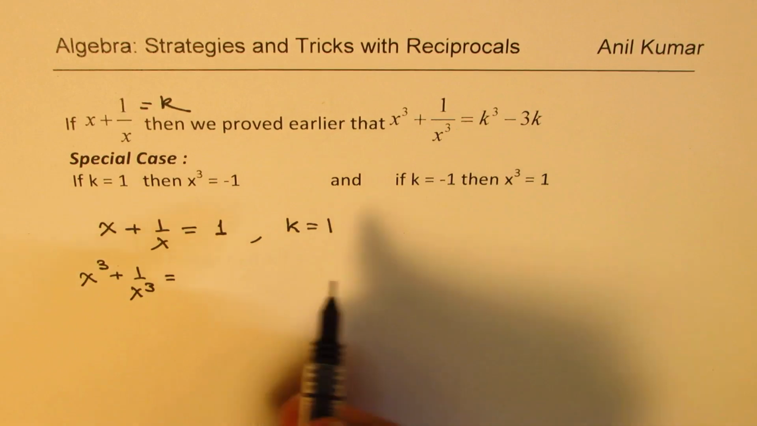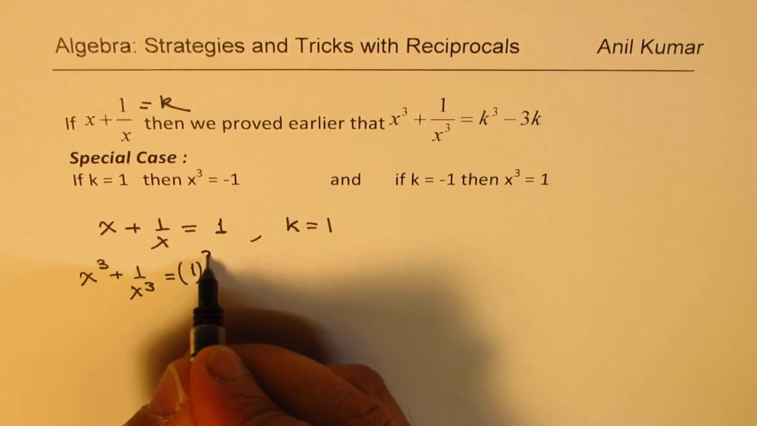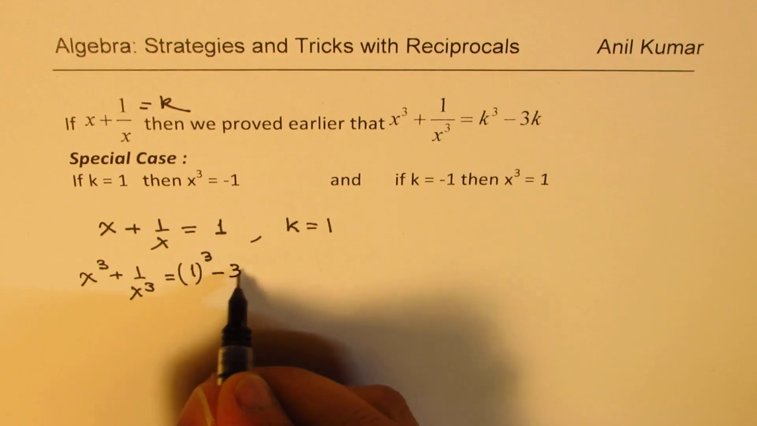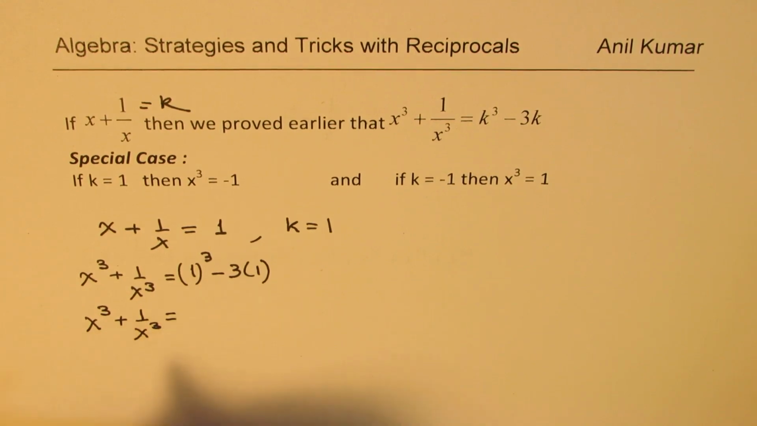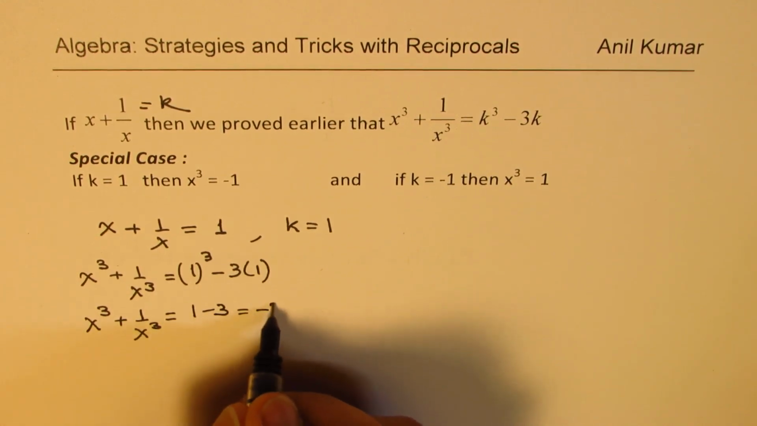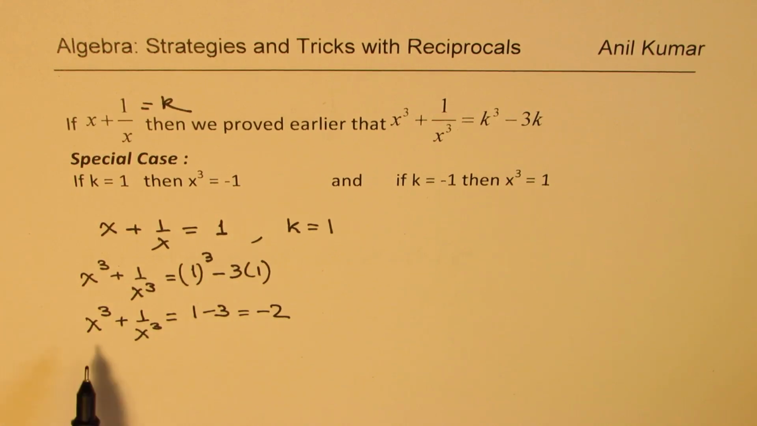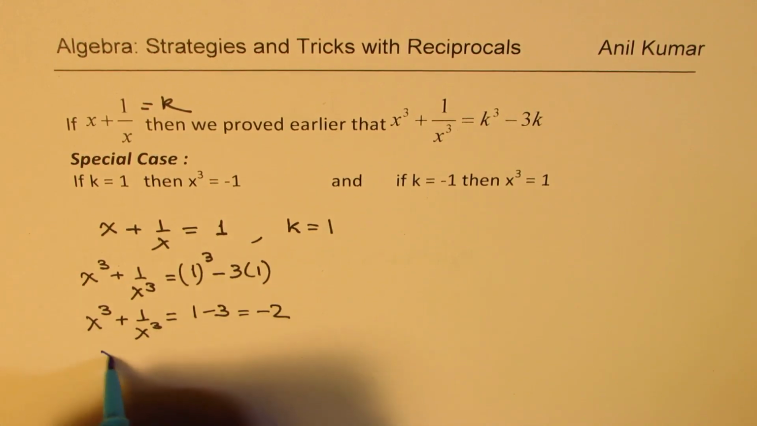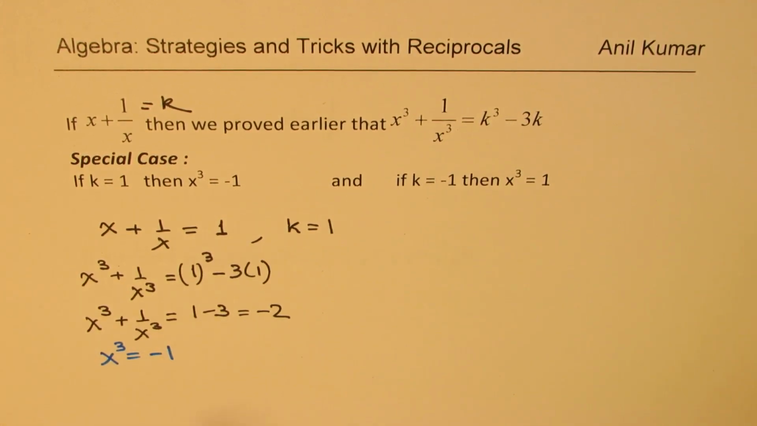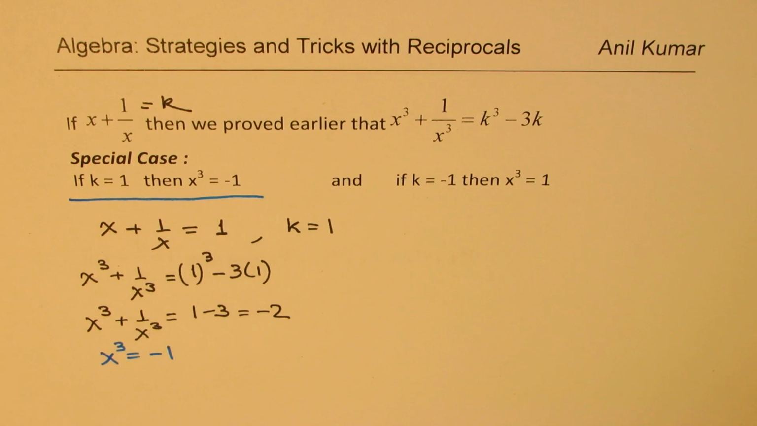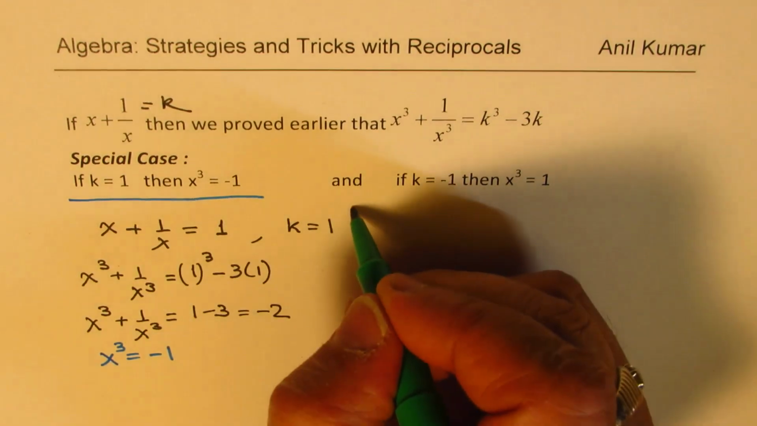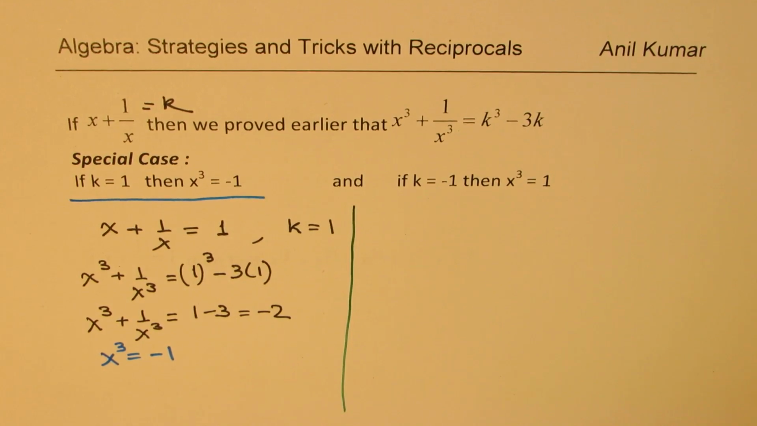It should be equal to k cube, which is 1 here, right? So 1 cube minus 3 times k, minus 3 times 1. So that gives you x cube plus 1 over x cube is equal to 1 minus 3, which is minus 2. Now the question is, how can I add two numbers and get minus 2? Well, clearly, we have to have x cube as equal to minus 1. So that is the case which we are talking about. So if k is 1, then x cube is minus 1. Does it make sense? So this is another very, very important conclusion which we will use in coming examples.